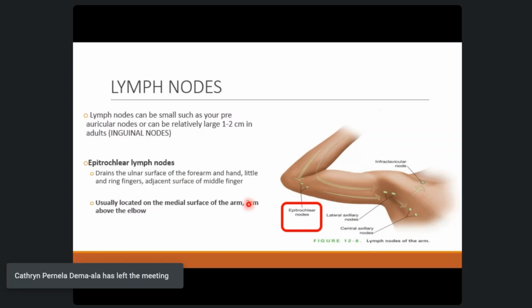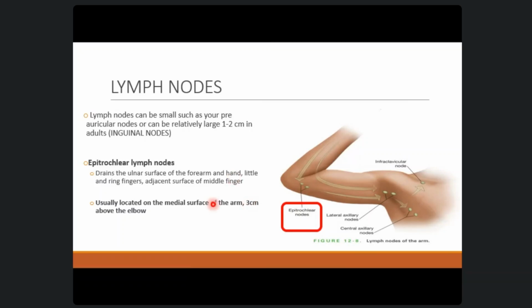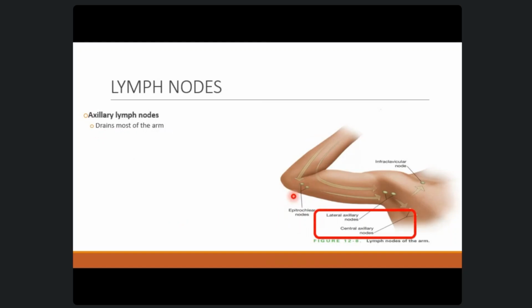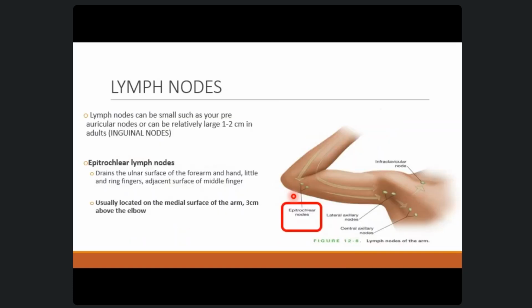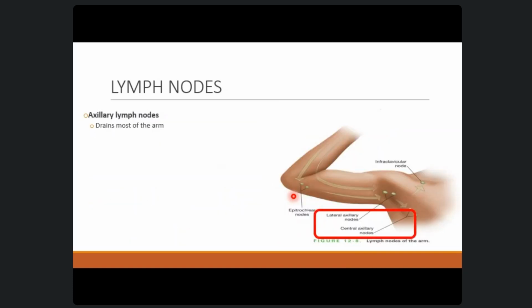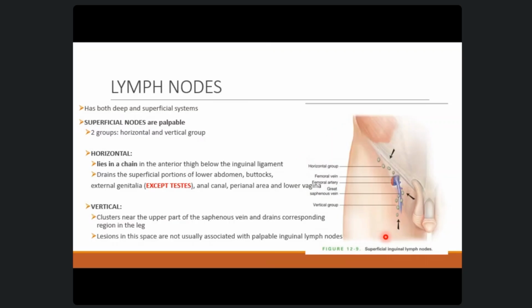So it drains the ulnar surface of the forearm, hands, little and ring finger, and the adjacent part of your middle finger. So usually located on the medial surface of the arm, 3 centimeters above the elbow. So this one. So that is your epitrochlear. The axillary nodes here, you have your lateral and your central type. So drains most of the arms.